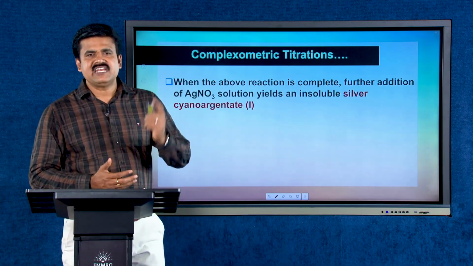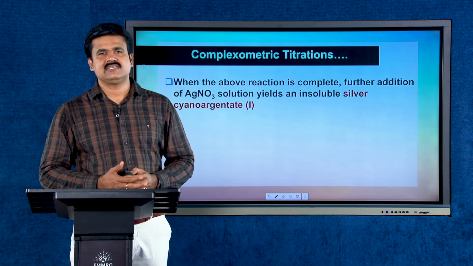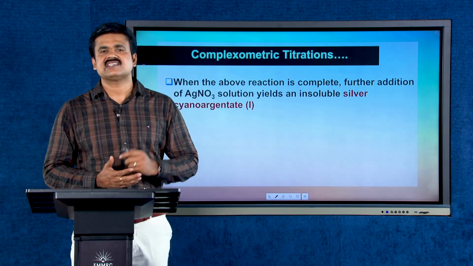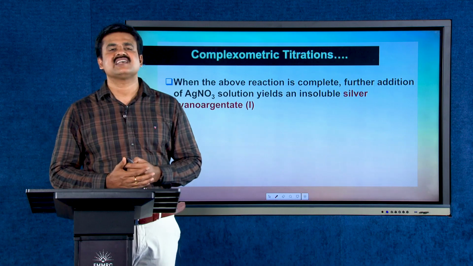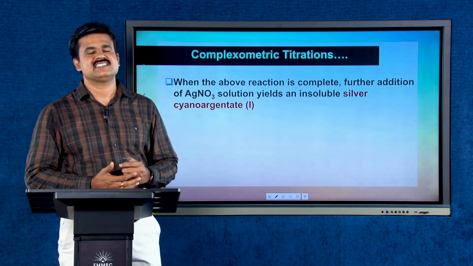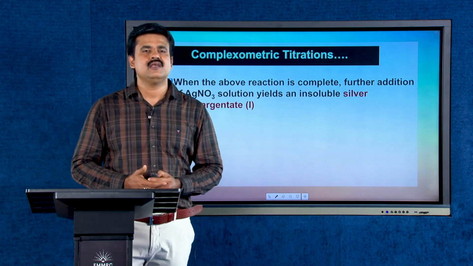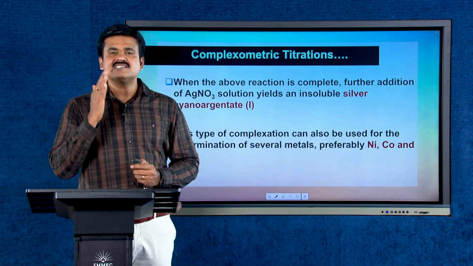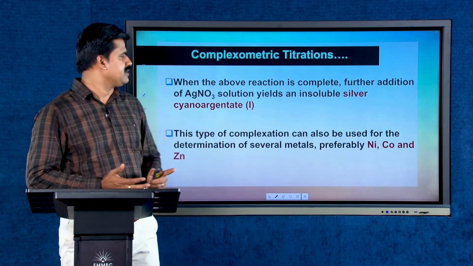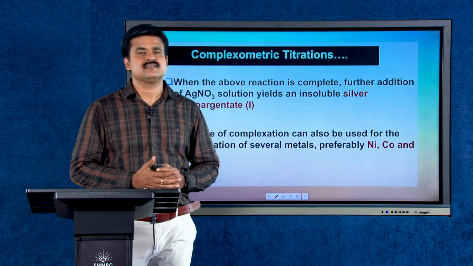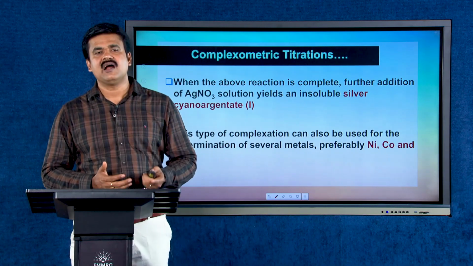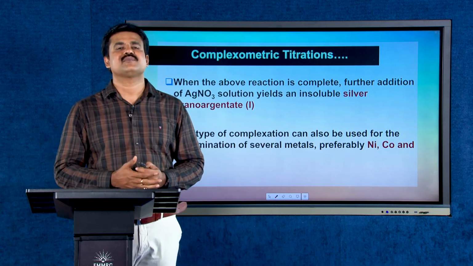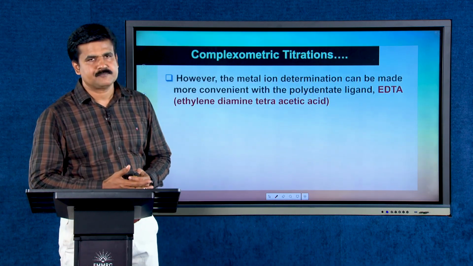Now, when the above reaction is complete, further addition of AgNO3 solution yields an insoluble silver cyano-argentate complex, that is Ag[Ag(CN)2]. This point I already mentioned. This type of complexation can also be used for the determination of several metals, preferably nickel, cobalt, zinc, etc. So, this is the very basic principle of the complexometric titration.